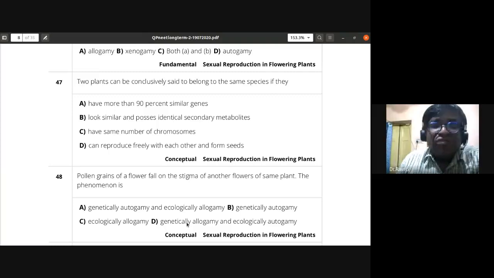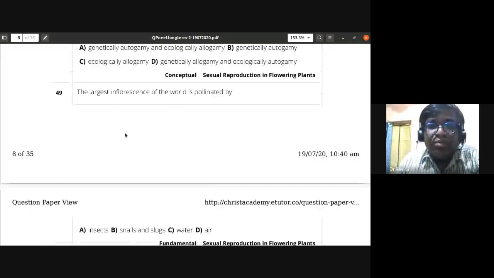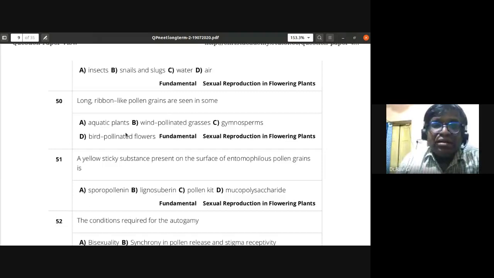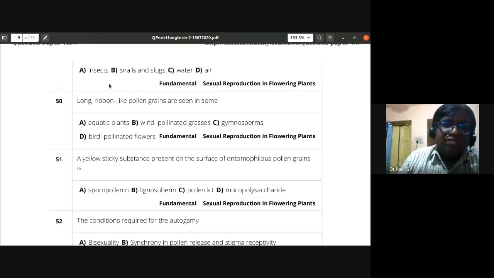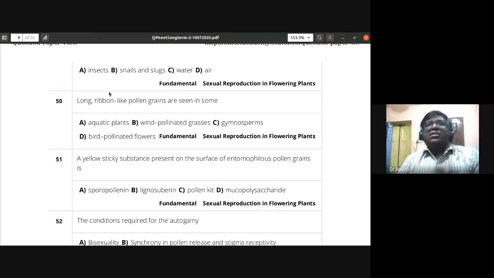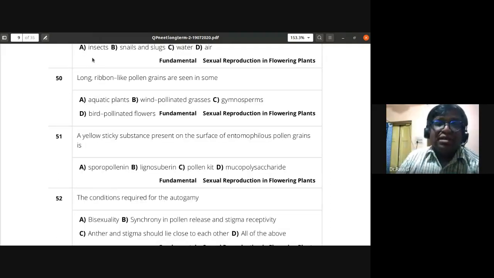The largest inflorescence of the world is pollinated by insects. The largest inflorescence is Amorphophallus titanum, and it is pollinated by insects. Long ribbon-like pollen grains are seen in some aquatic plants. So these ribbon-like pollen grains are seen in some aquatic plants. A is the answer, 50th.